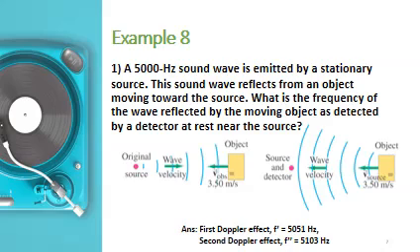A 5000 Hz sound wave is emitted by a stationary source. The sound wave reflects from an object moving towards the source. What is the frequency of the wave reflected by the moving object as detected by the detector at rest near the source?